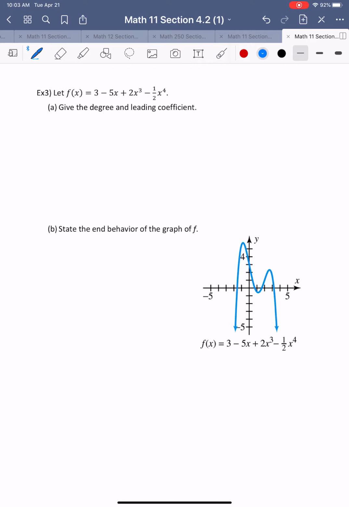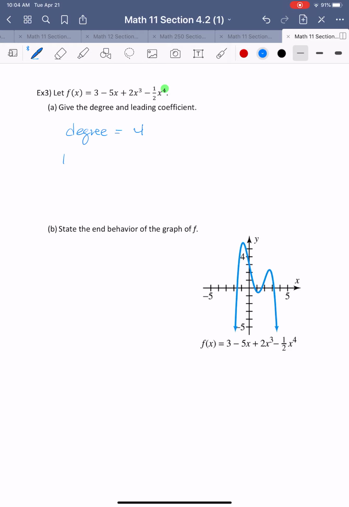So f of x is 3 minus 5x plus 2x cubed minus 1/2 x to the 4. So the expression written in ascending powers. Now give the degree. The degree is always from the highest power. The highest power I can see is a 4, so I can say 4 is the degree.